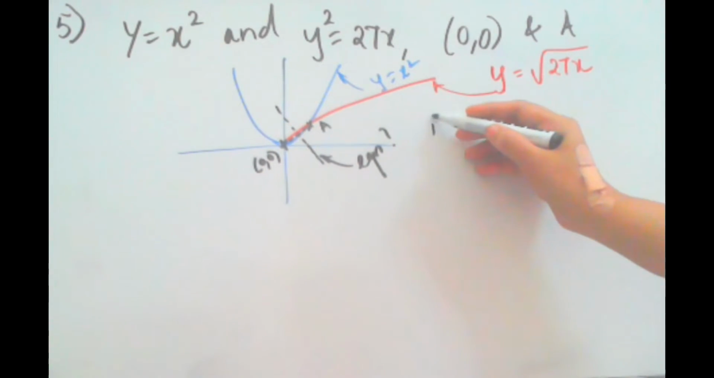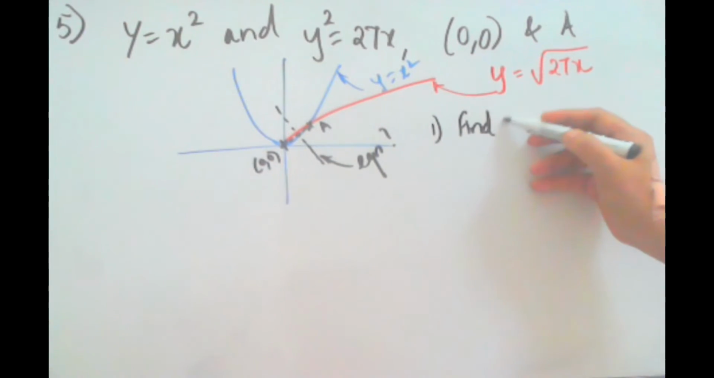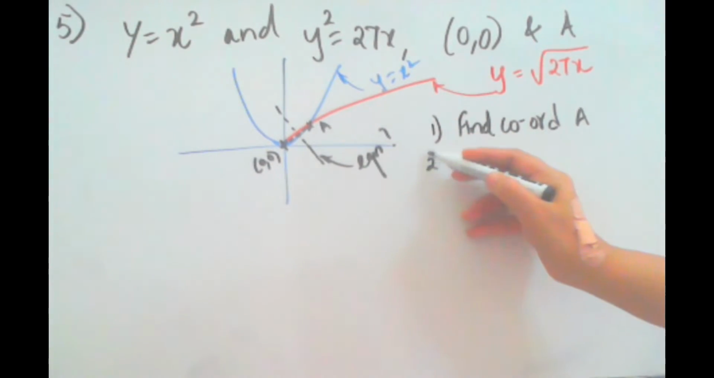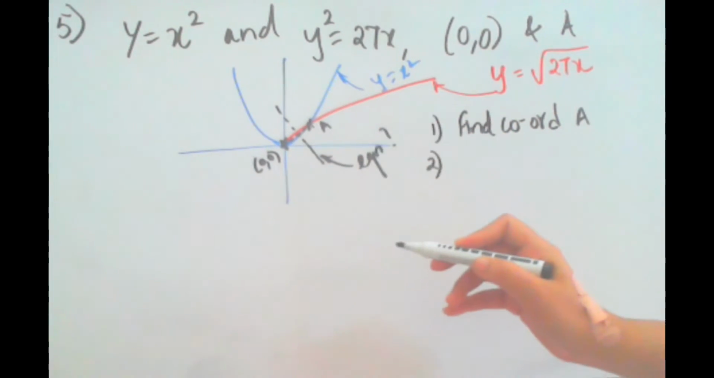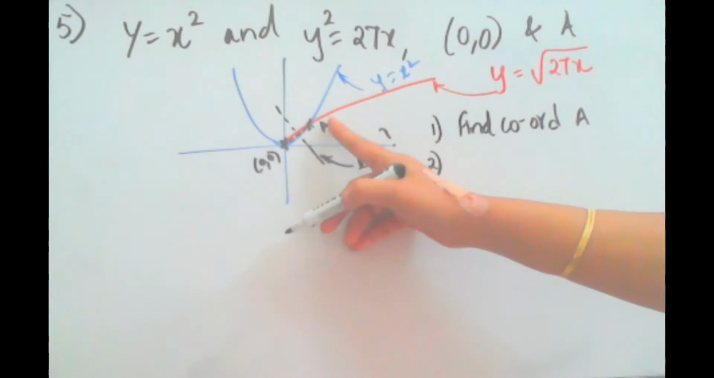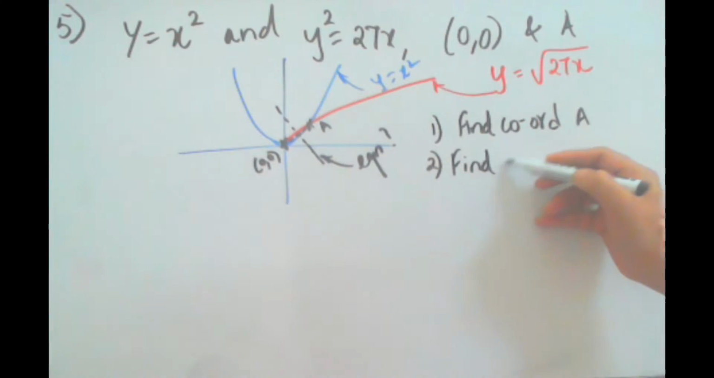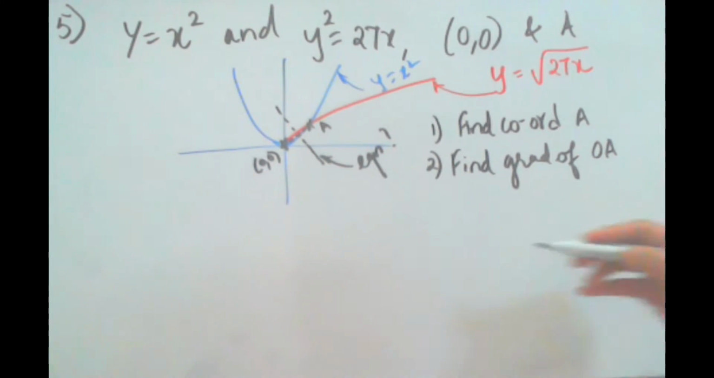write the steps. So the first step, we will find the coordinates of point A. So we know the point (0, 0). Now we know the point A. Once the 2 points, the coordinates are ready, the line OA, we can find the gradient. Then find gradient of line OA.